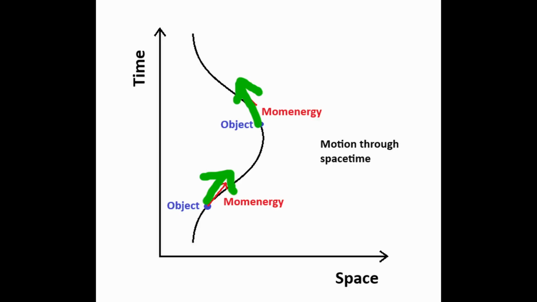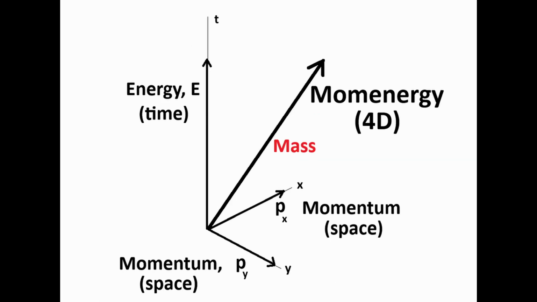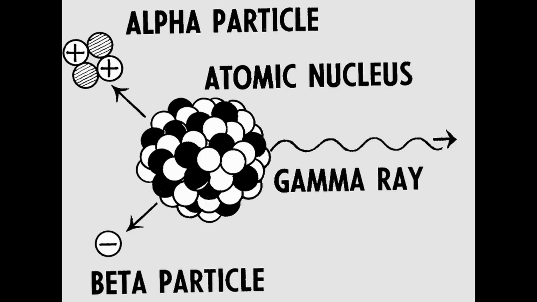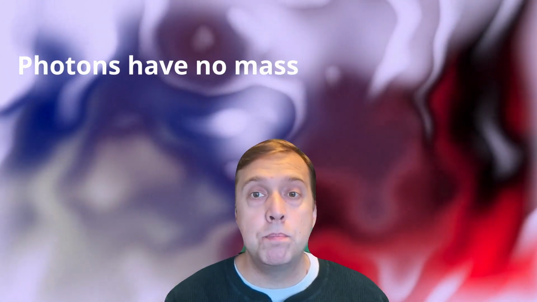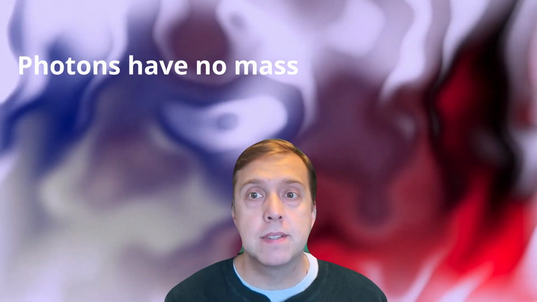Both the direction and momenergy in four-dimensional spacetime are preserved. Since the length of the momenergy vector is the mass of the system, that means that the system mass will remain the same. More specifically, the mass of the system will also be completely unaffected by the decays and annihilations of its constituent parts. Some particles, like photons of light, exist as pure energy without mass.